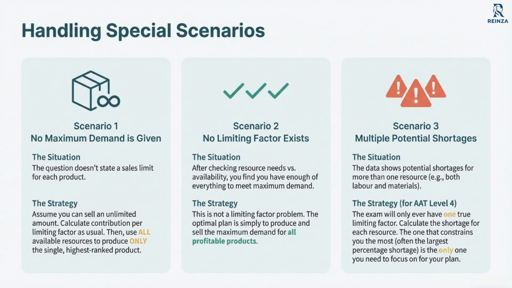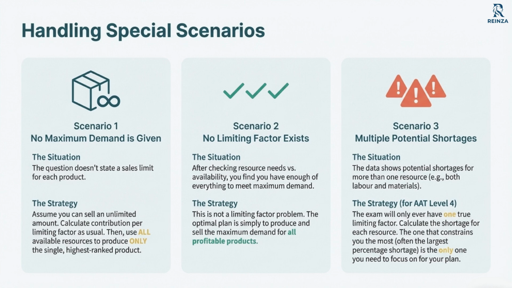Scenario 3. Multiple potential shortages. The data might show potential shortages in more than one resource, perhaps both labor and materials. In the AAT Level 4 examination, there will only ever be one true limiting factor. Calculate the shortage for each resource. The one that constrains you the most, often the one with the largest percentage shortage, is the only one you need to focus on for your production plan.